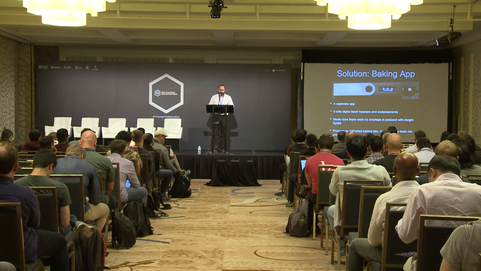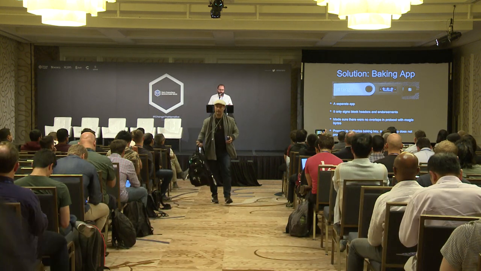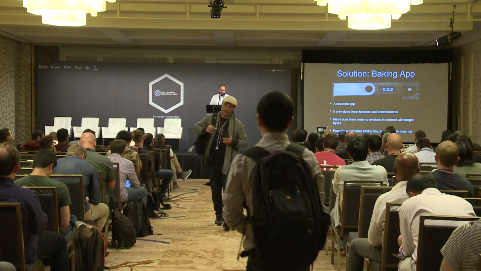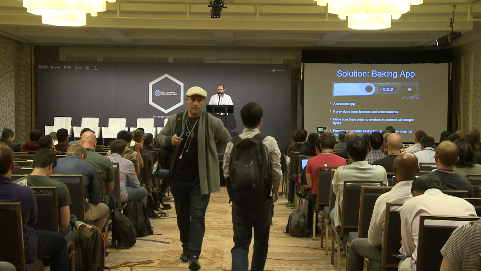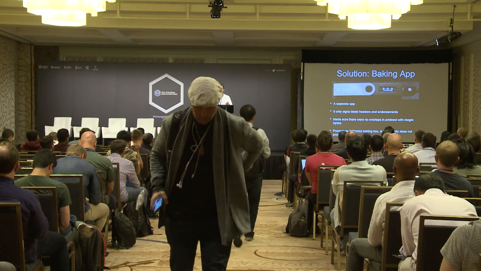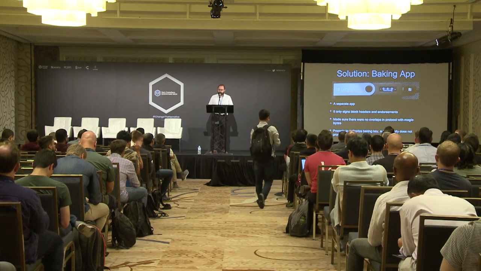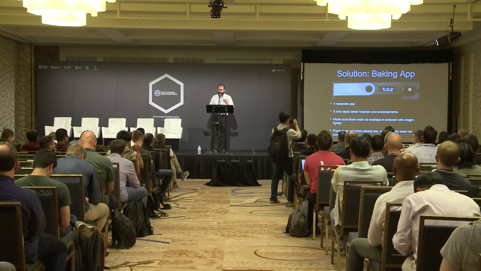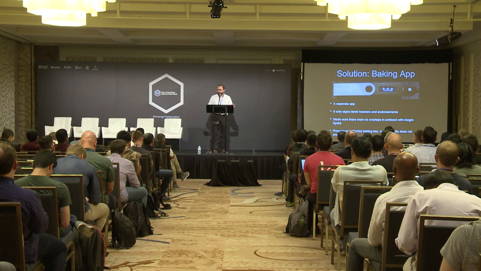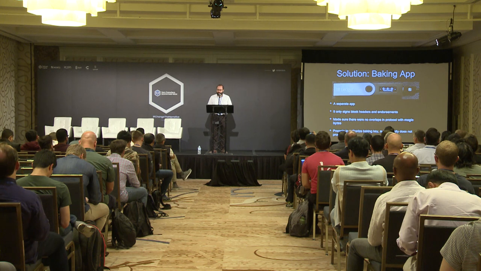So we have a separate baking app. There's the Tezos wallet app and there's the Tezos baking app. The baking app only signs block headers and endorsements. When I was originally working on this, I wanted to make very sure that there was no possible overlap between a block header and an operation, that no one could pretend an operation was actually a block header and trick the baking app into signing it.